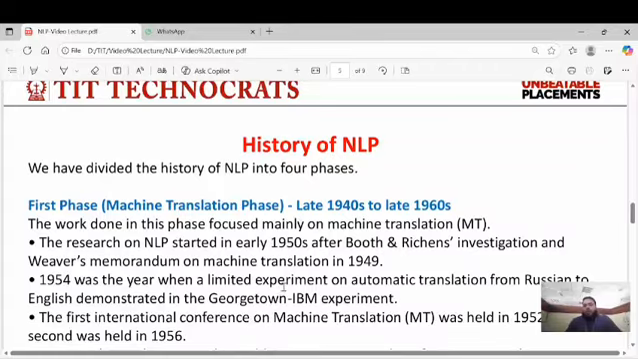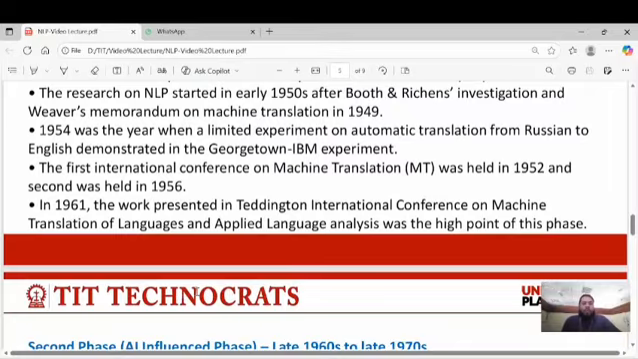After Booth and Richard's investigation, came Weaver's memorandum on machine translation in 1949. In 1954, a limited experiment on automatic translation from Russian to English was demonstrated in the Georgetown IBM experiment. The very first international conference was held in 1952, and the second in 1956. In 1961, work was presented at the Teddington International Conference on Machine Translation and Applied Languages.